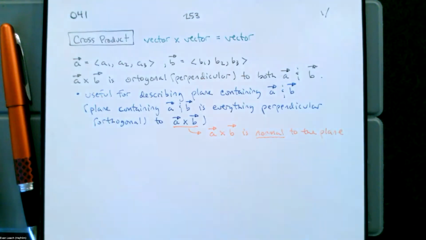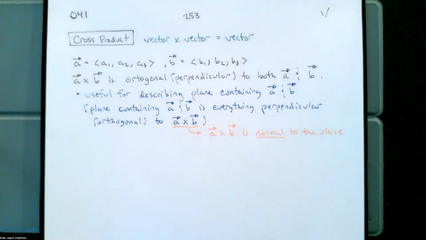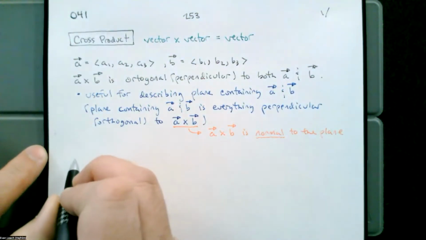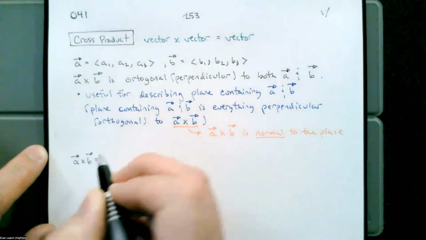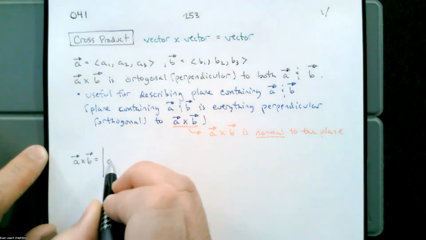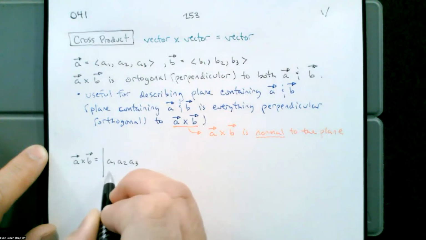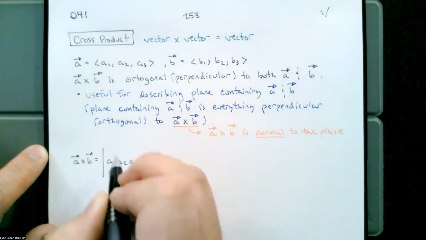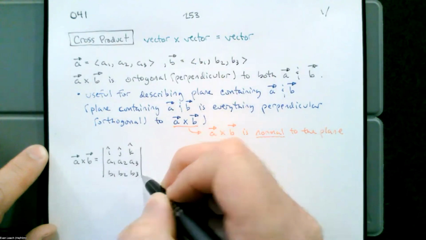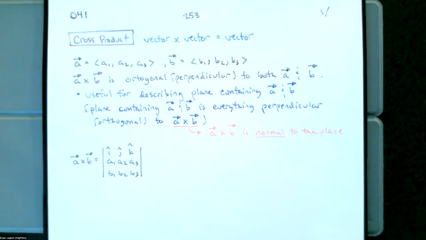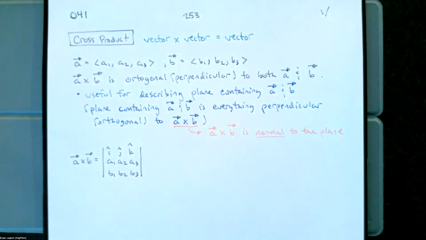If you would recall, we had a way to calculate A cross B, which was to calculate a determinant. So A cross B is the determinant of this matrix, where the first row is just i, j, k, the second row is a1, a2, a3, the vector A, and the third row is the vector B, b1, b2, b3.